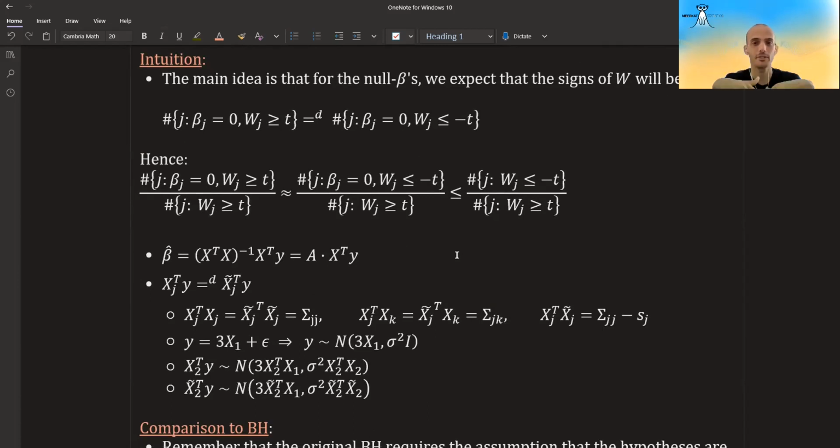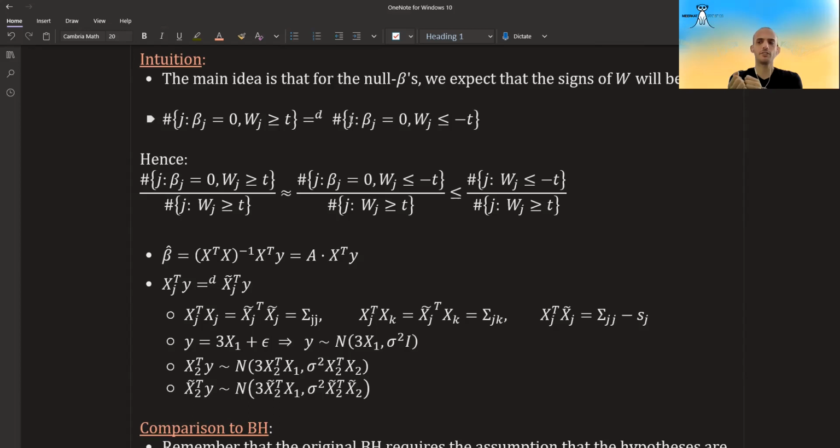You already got some intuition from the graphs, but the main idea is that for the null betas, for the null features, we expect that the signs of W will be IID, so independent and identically distributed. What it means is that we expect that the number of j's such that beta_j is equal to 0, so we're in the null, the feature is not really important, yet the W_j is above the threshold, is equal in distribution to the number of j, again, that beta_j is equal to 0, but that W_j is less than or equal to minus T.